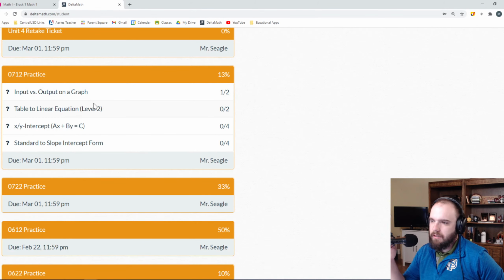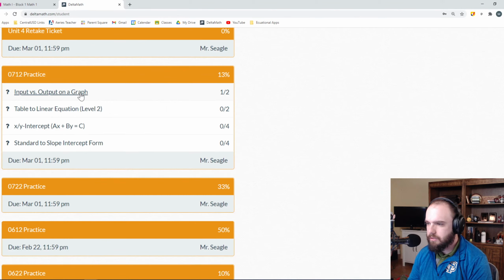All right. So we did input versus output on a graph. We did table to linear equations level 2. So this is review. And then we started talking about linear equations. So we had ax plus by equals c. We had to write in terms of that, and then we had our standard slope-intercept form.